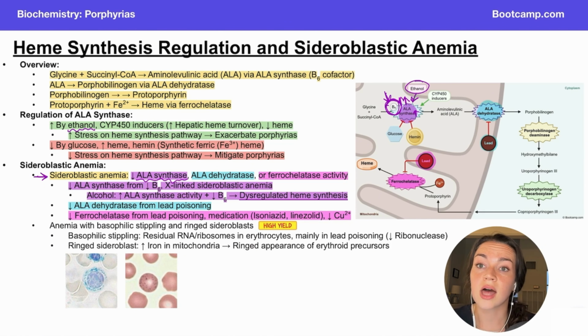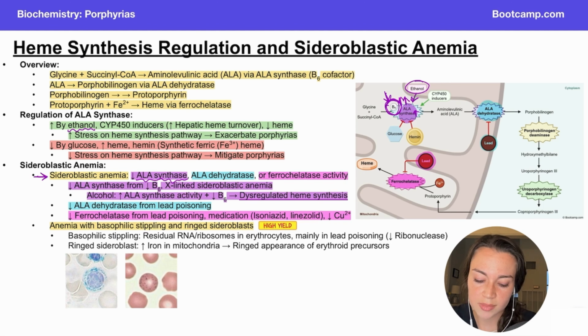So like we said, there are a lot of both inherited and acquired causes of sideroblastic anemia. As such, it's hard to quantify a one-size-fits-all picture of how to describe sideroblastic anemia. They have different causes, different ages of onset. Some are microcytic, some are normocytic, some are macrocytic, different risk factors and all of that. But the unifying characteristic is that sideroblastic anemia is an anemia with basophilic stippling and ringed sideroblasts.